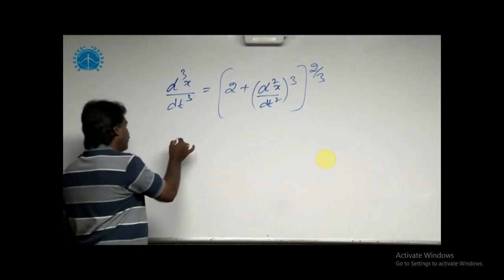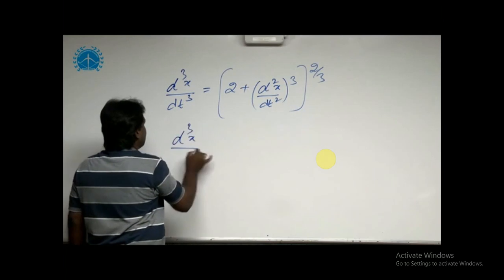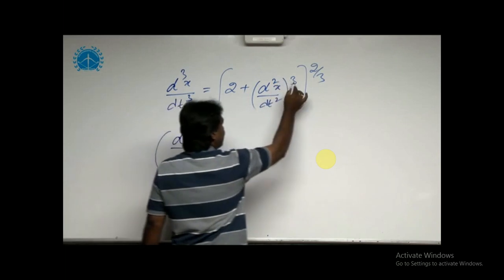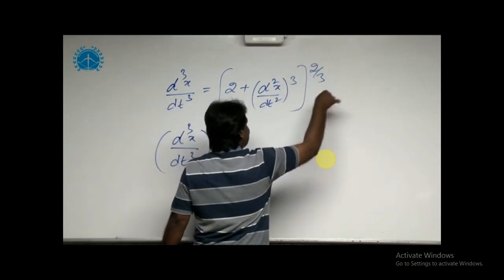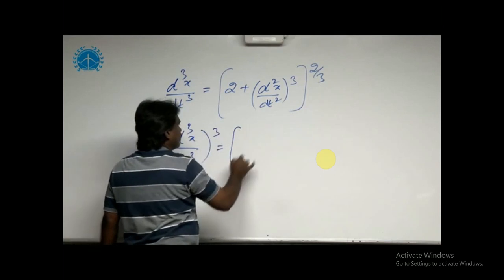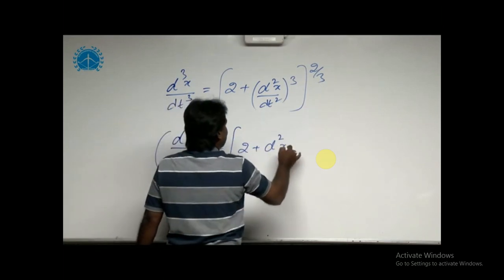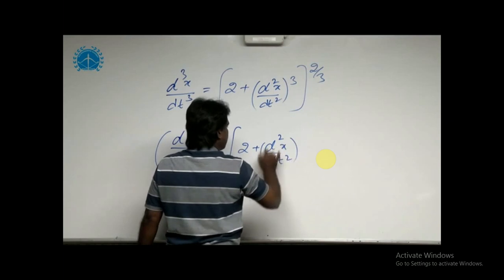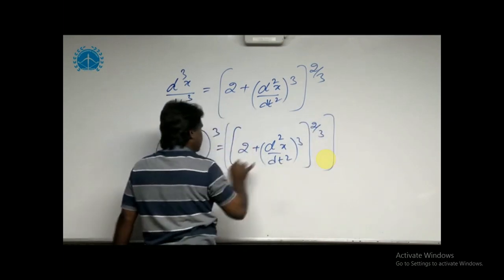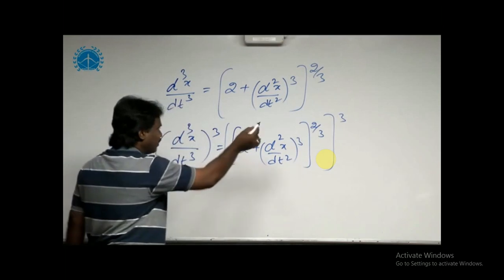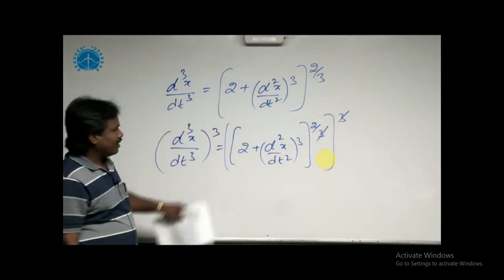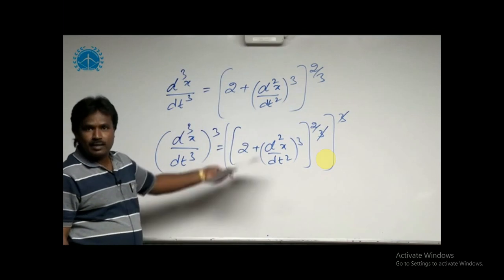So therefore, if you cube both sides, d cube x by dt cube whole to the power of 3, and 2 by 3 is there. To cancel the rational number, cube both sides. So 2 plus d square x by dt square whole to the power of 3, and it is 2 by 3, cube it both sides. So therefore automatically the rational will be cancelled. That is nothing but we are making the powers free from radicals, into integers.